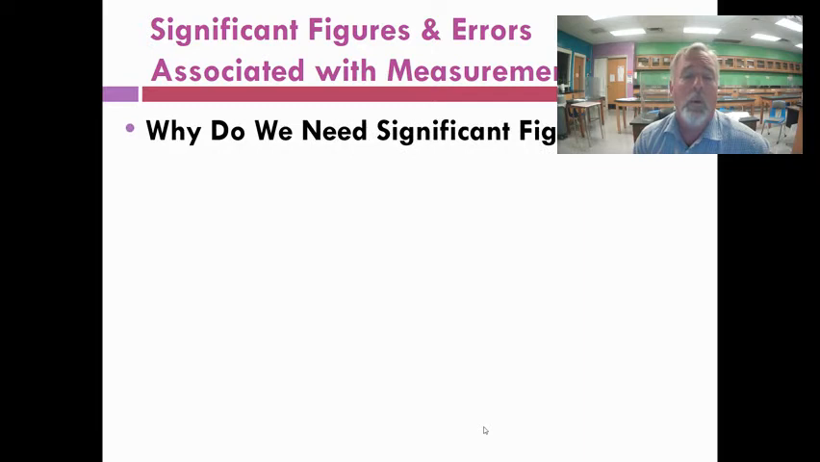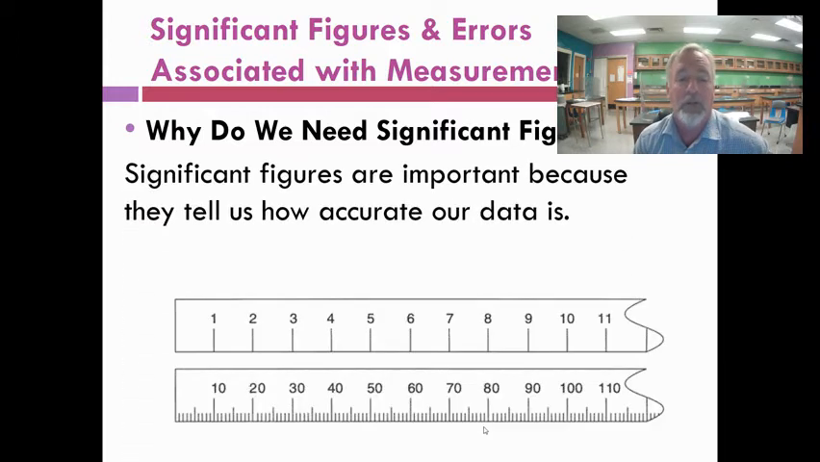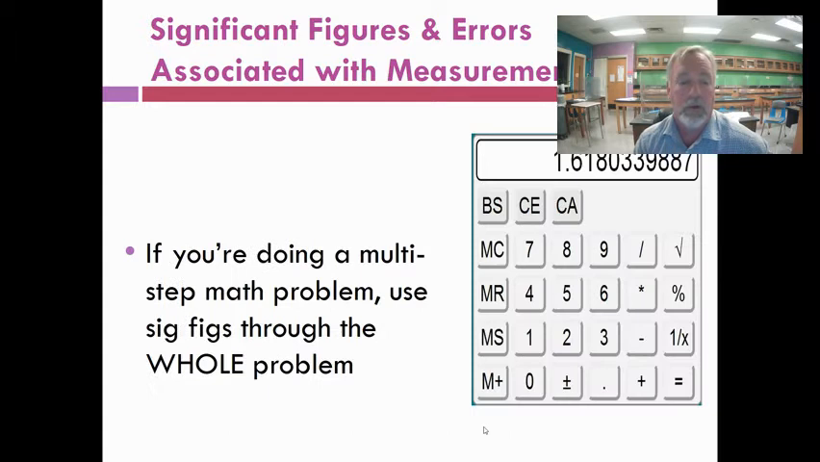Because all measurements have errors, that's why we need our significant figures. It tells us how good our data is. So if we look at this bottom ruler, it's got tick marks every 10 centimeters. The one above it looks like it has one tick mark every centimeter. So the scale's not quite the same. But what you want to do is look at how big each increment is, right?